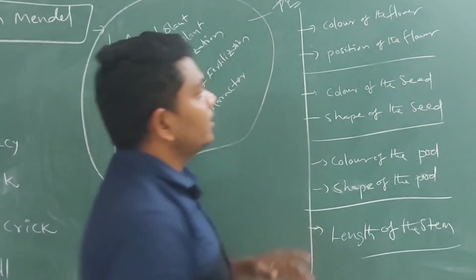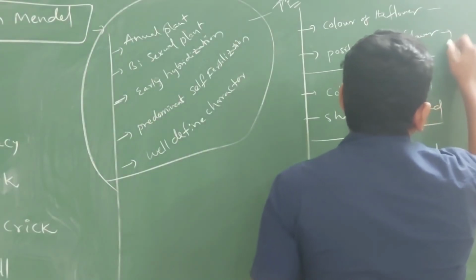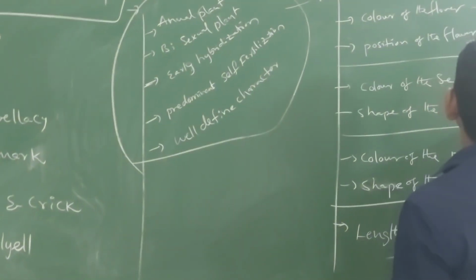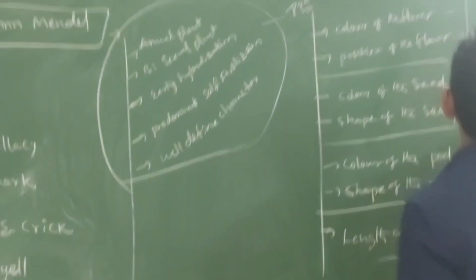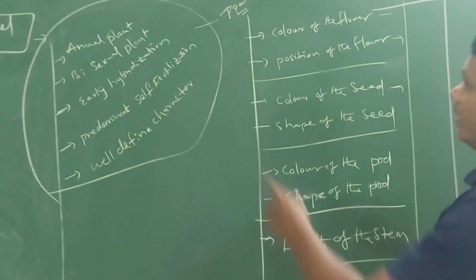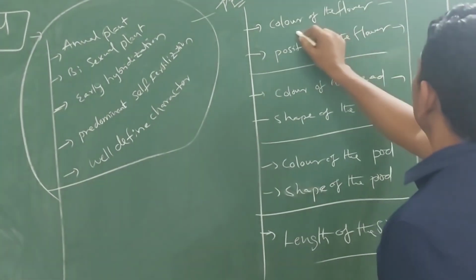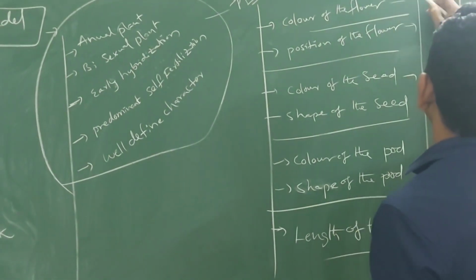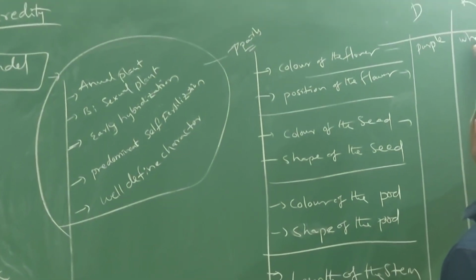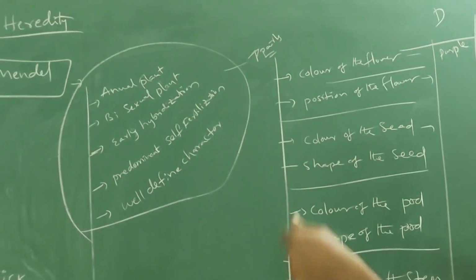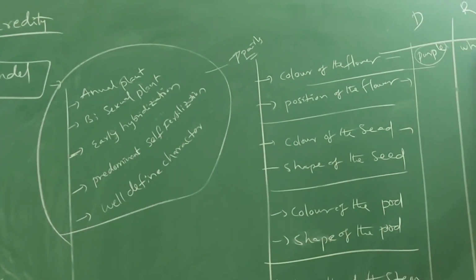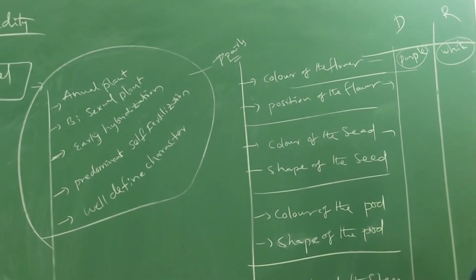Okay. So let us discuss what the pairs of characters are. First one is the dominant character, second one is the recessive character. This was only observed by Gregor John Mendel. So flower color purple is the dominant character, white is the recessive character. Within his observation, within his experiment, purple color is dominant and white color is recessive.